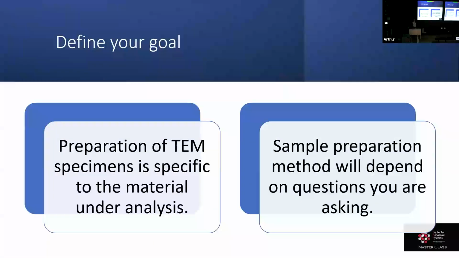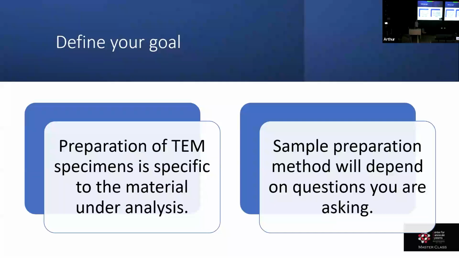All right, so to get to this final goal of looking at something as it was when it was alive, we're going to have to define that goal very clearly in our scientific protocols. Preparation of TEM specimen is specific to the material under analysis. So if you're looking at a monolayer of cells, if you're looking at tissue, if you're looking at purified proteins, the preparation is going to be different depending on what you're looking at. If you're looking at yeast versus mammalian tissue, preparations are going to be a bit different. And also depending on the questions that you're asking.